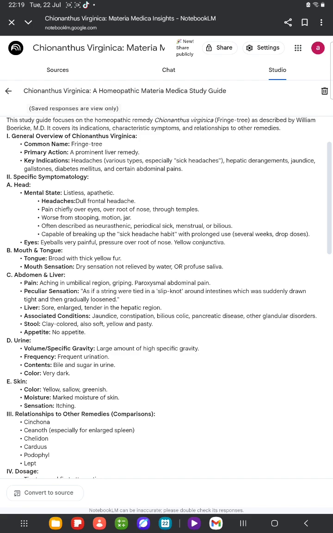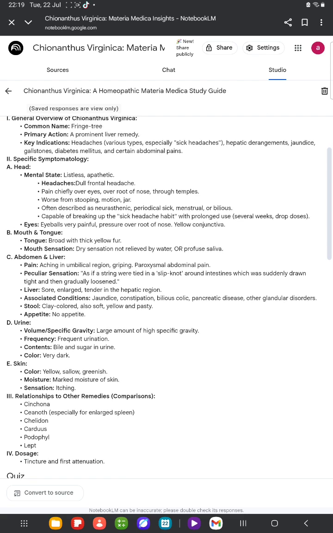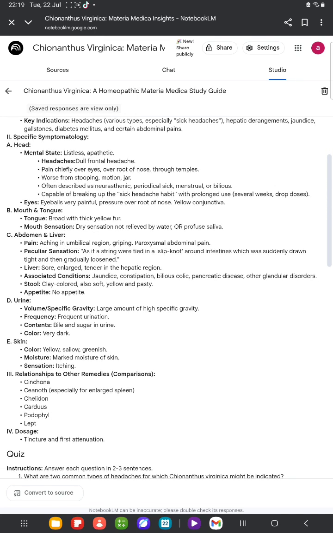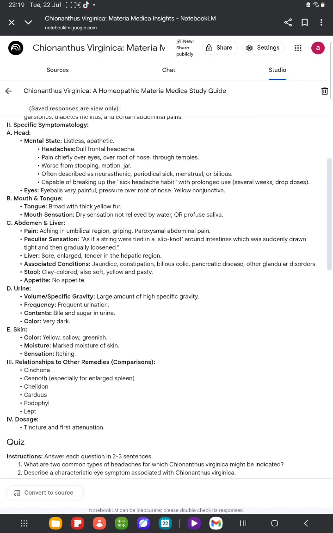Indeed. And the stool descriptions are equally detailed. Go on. Clay-colored stool, also soft, yellow, and pasty. Now this, along with the heavily coated tongue and no appetite, paints a very clear picture of likely bilious colic, that severe abdominal pain from bile issues, and definite liver tenderness. He even mentions pancreatic disease and other glandular disorders. That observation of stool color, especially clay-colored, is a classic sign of problems with bile flow. So Boericke isn't just listing things randomly, he's observing with real purpose.